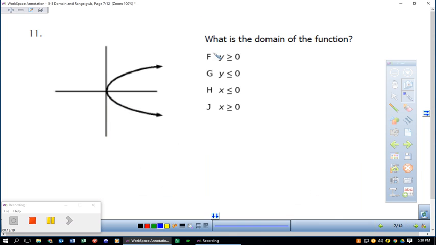Number 11, what's the domain of this function? First off, we know domain is inputs, it's independent, and it's x. So that means we can eliminate f and g. Now in the x direction, I don't know what these numbers are right here, but these are all bigger than 0. So x is greater than or equal to 0.